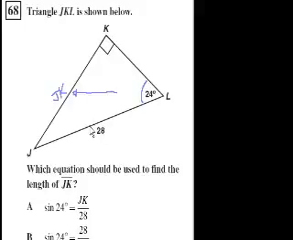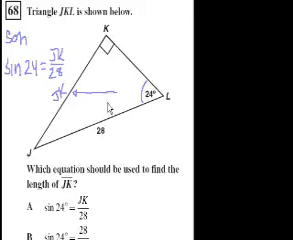We have the hypotenuse. So what trig function deals with the opposite and the hypotenuse? Well, I could just write SO down. I don't have to even write the whole SOHCAHTOA, because sine is equal to the opposite side over the hypotenuse. So in this case, sine of 24 degrees is equal to the opposite side, which is side JK, over the hypotenuse. This is the hypotenuse right here, 28, the longest side of the right triangle, or the side that's opposite the 90-degree angle.